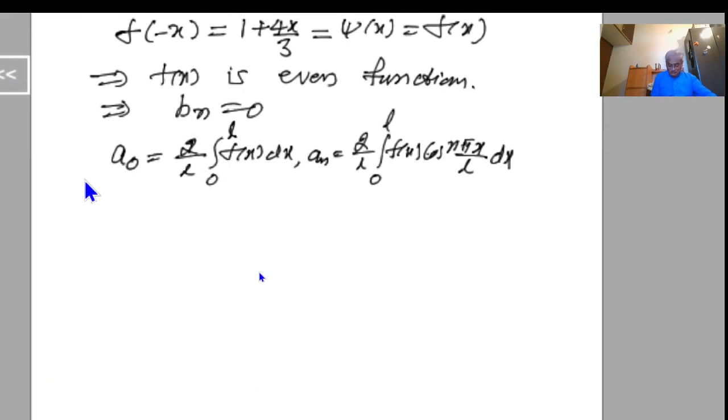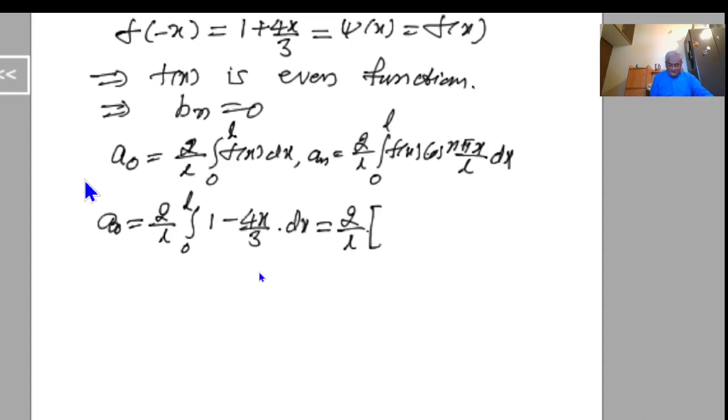So here A0 is equal to, I'll put L as it is here, afterwards I'll change this, 2 by L integration 0 to L. What is f of x here? 0 to L, that is 0 to 3 by 2. f of x is 1 minus 4x by 3 dx. This is equal to 2 by L integration of 1 is x minus 4 by 3 into integration of x is x square by 2. This is between 0 and L.